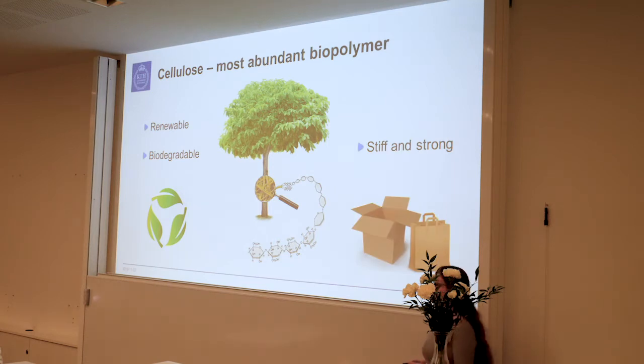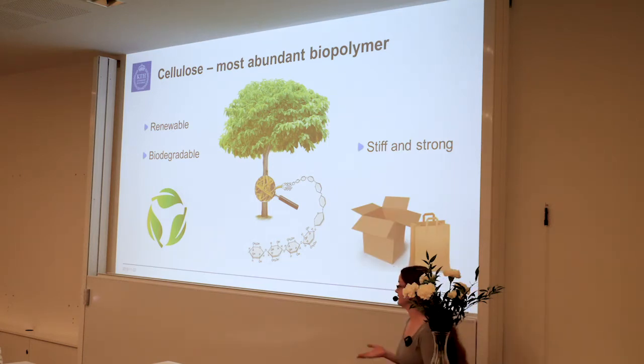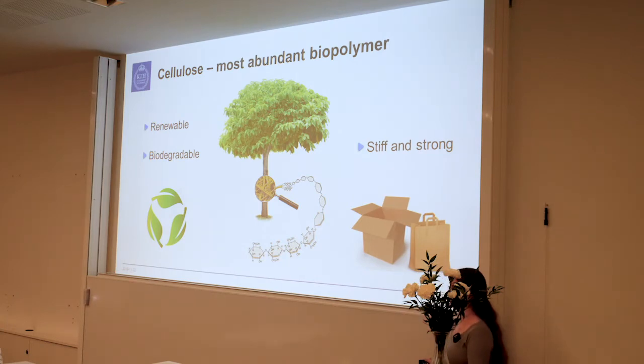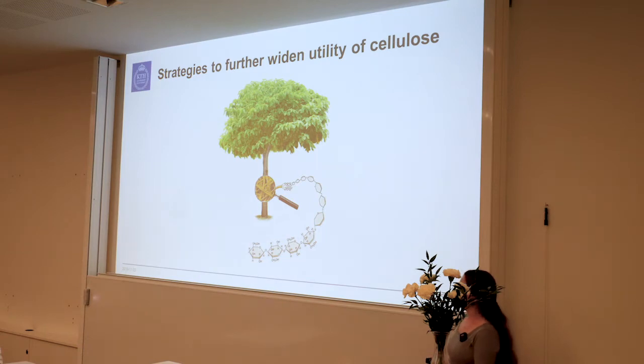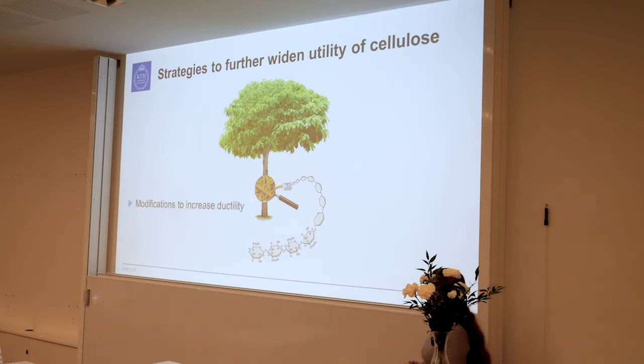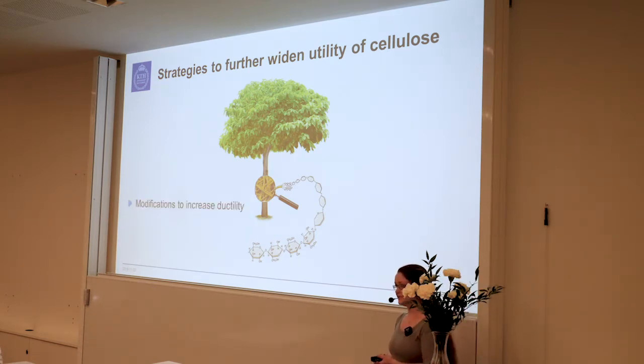It is a stiff and strong material, and therefore it is already used in both paper and cardboard in a broad range of applications. The ductility and formability of cellulose is, however, not very high, which makes it difficult to directly replace many of the plastic materials with cellulose. So to further widen the utility of cellulose, there are several strategies investigated, but one would be to modify the cellulose structure to increase the ductility, or to modify the cellulose joints, or to use the stiffness and strength it has intrinsically and use it as a reinforcer in a composite material.